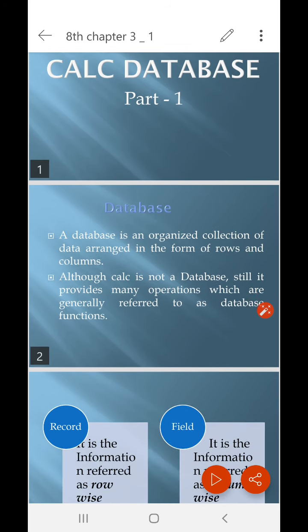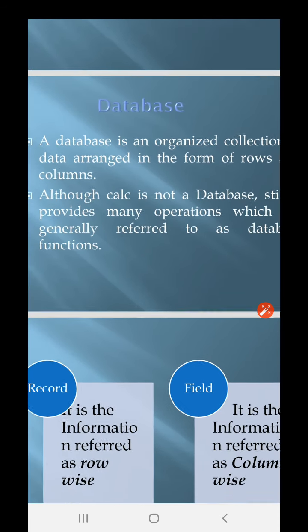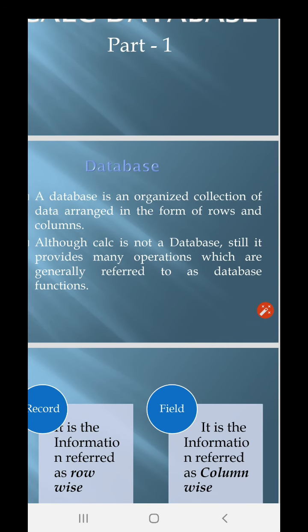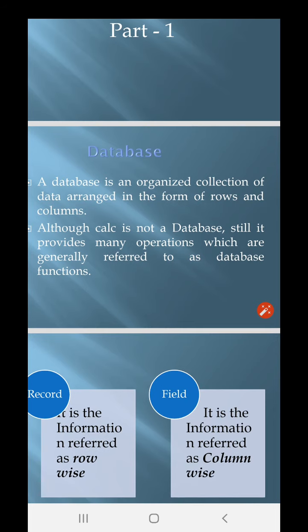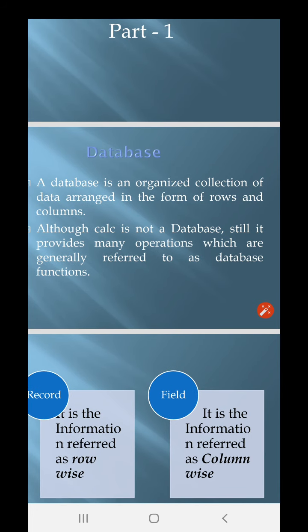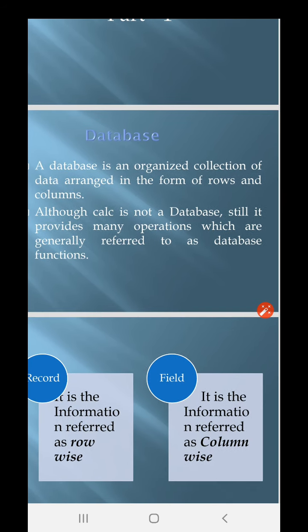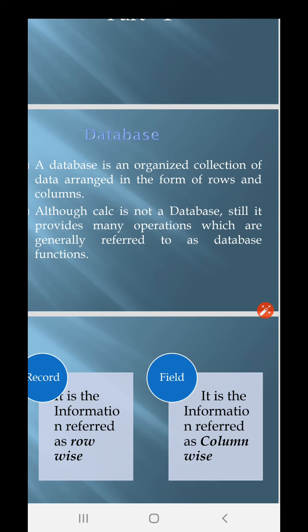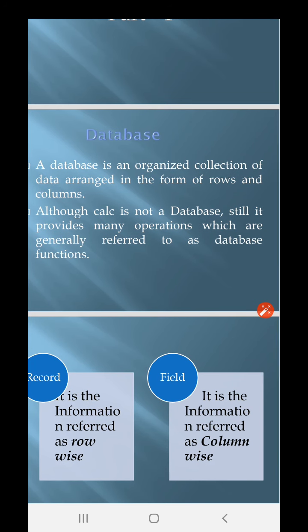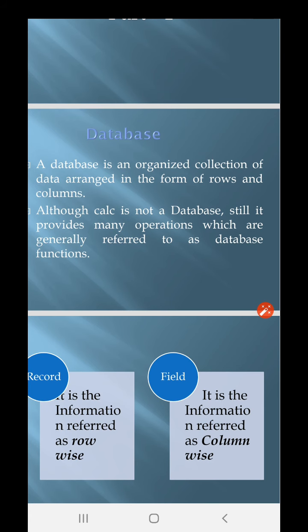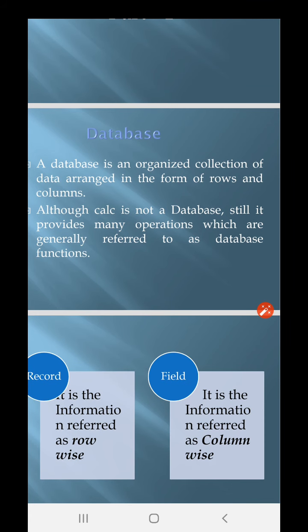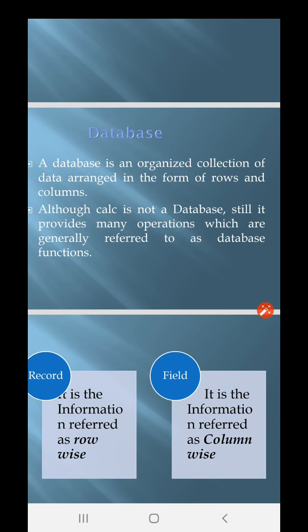What is a database? A database is an organized collection of data arranged in the form of rows and columns. Although Calc, which we all know and have used to enter data, is not a database, it provides many operations which are generally referred to as database functions.